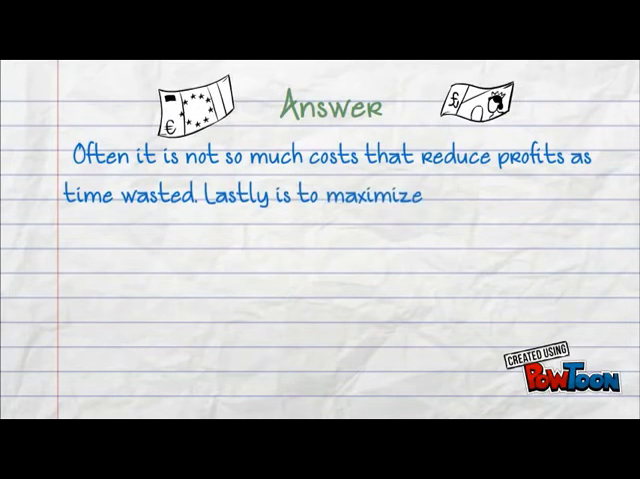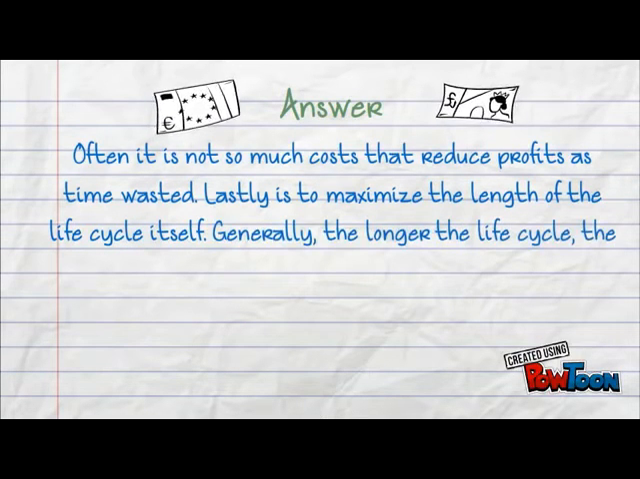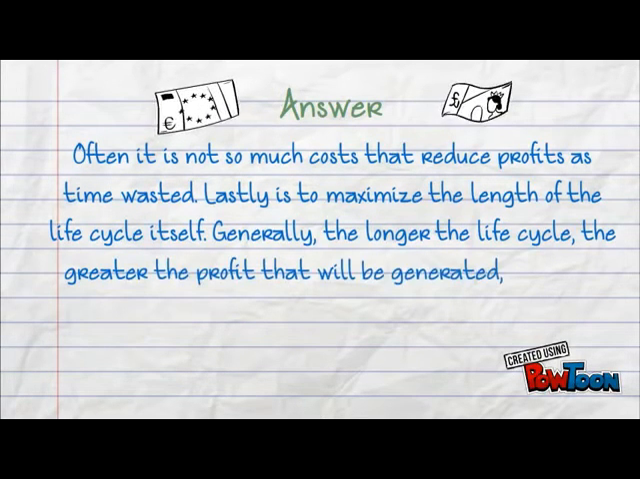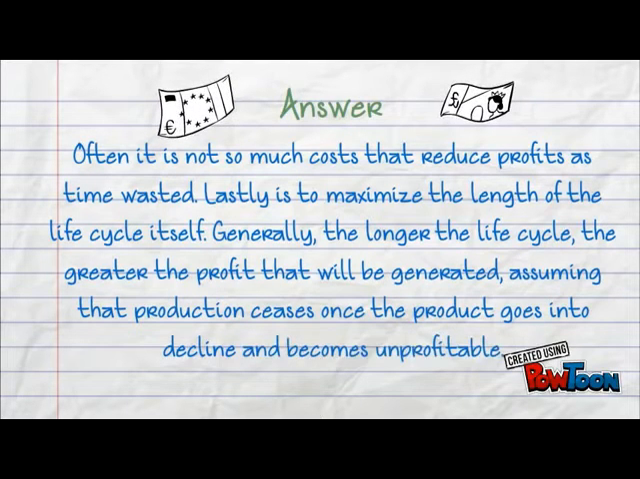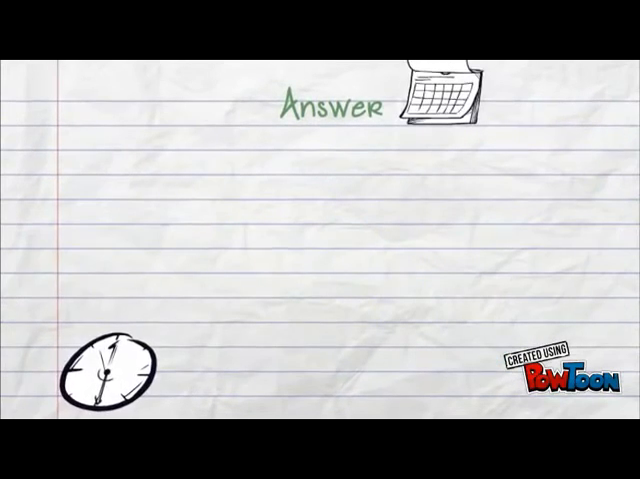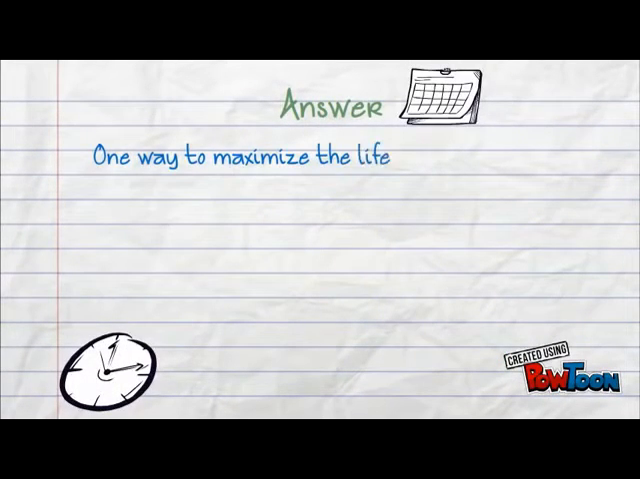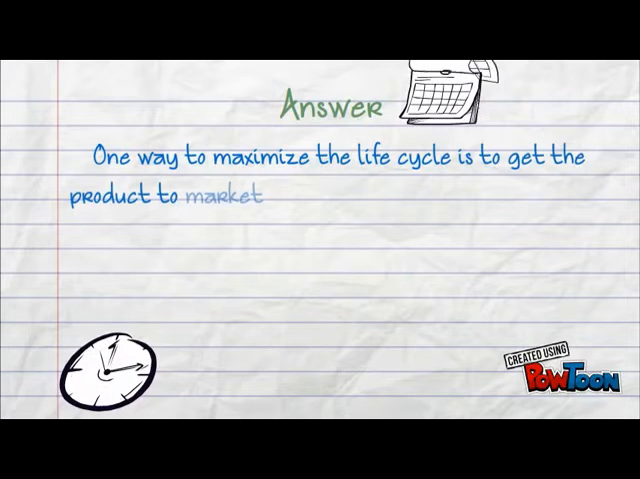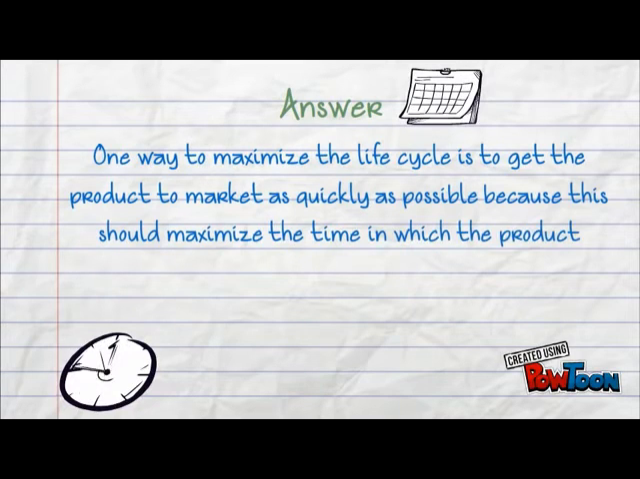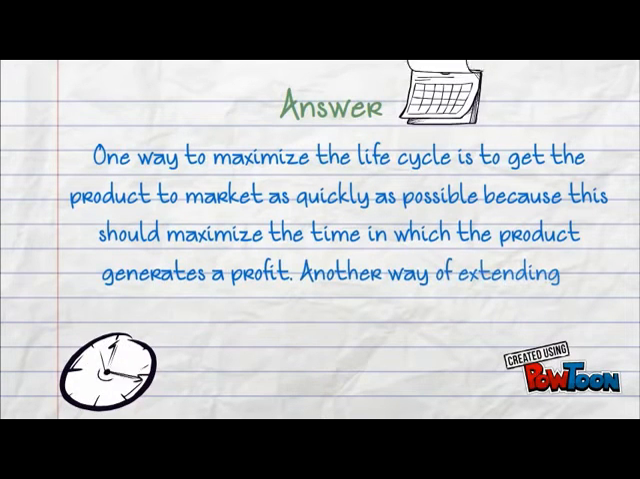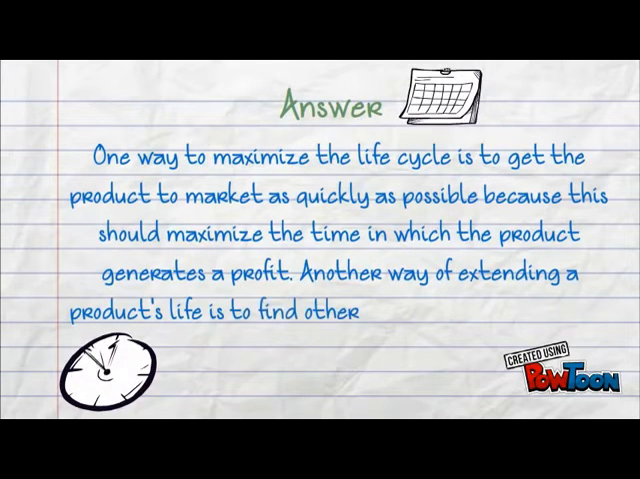Lastly is to maximize the length of the life cycle itself. Generally, the longer the life cycle, the greater the profit that will be generated, assuming that production ceases once the product goes into decline and becomes unprofitable. One way to maximize the life cycle is to get the product to market as quickly as possible, because this should maximize the time in which the product generates a profit. Another way of extending a product's life cycle is to find other users or markets for the product.